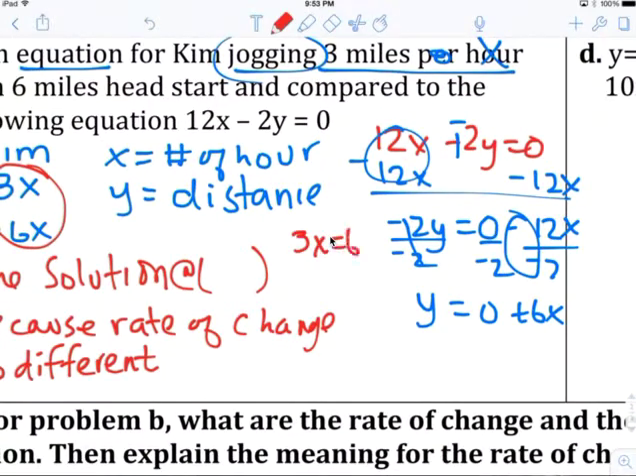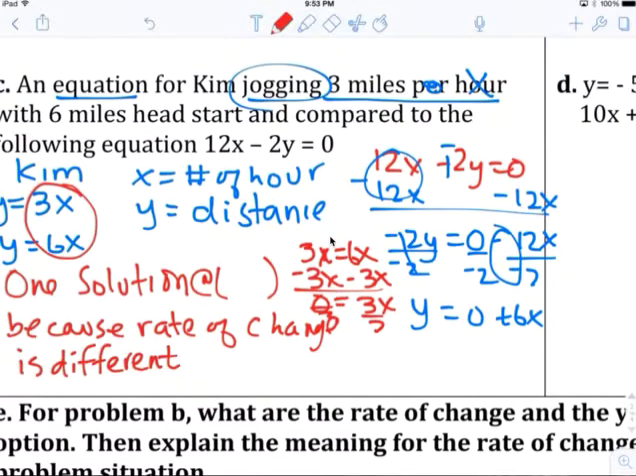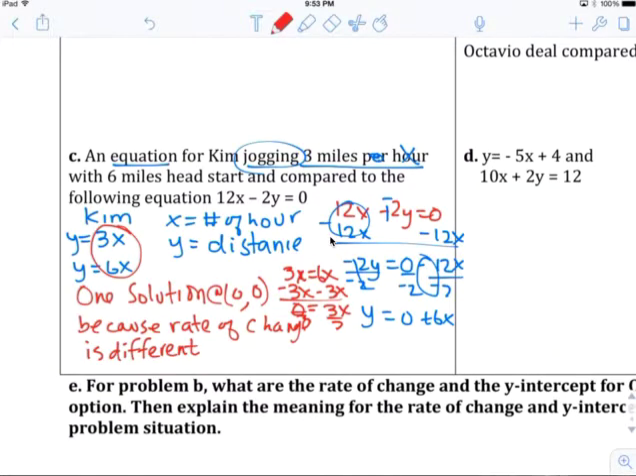3x equals 6y, and 6x minus 3x minus 3x, 0 equals 3x. Divided by 3, divided by 3, x is 0. x is 0, y is 0. Doesn't look right. They meet at (0, 0). Did we get that when we did substitution, you guys? I wonder.